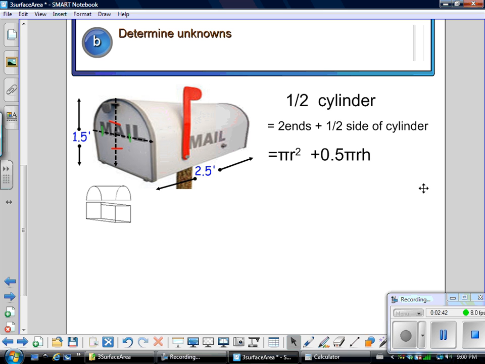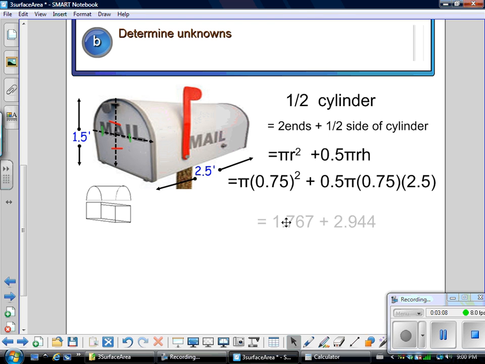So it's a matter of substituting our numbers in. As I told you before, the radius is half of 1.5, so 0.75. And again, for our half cylinder, our height this time, because the mailbox is on its side as far as the cylinder goes, would be 2.5 feet. It's a matter of pulling out our calculator and doing our calculations. When we do that, we end up with those two numbers, and finally we add them together. Okay, so that's half of our cylinder.